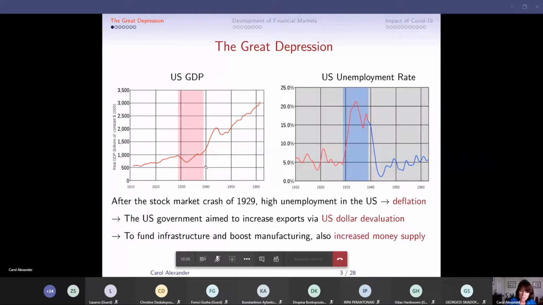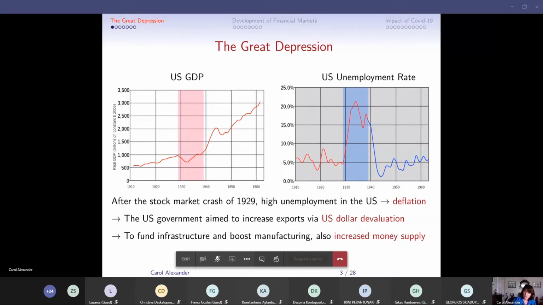The stock market crash, 2009, precipitated very high unemployment in the US. Obviously deflation, car industry, farming, silver, everything. The lobbies from agriculture and the silver mines were extreme. And so the US government aimed to increase exports via US dollar devaluation at the same time as funding infrastructure, boosting manufacturing and increasing the money supply.